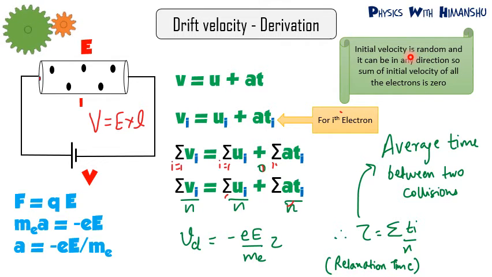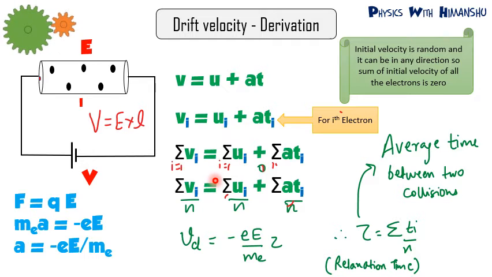Now remember, initial velocity is random. After colliding with an atom, an electron goes in any random direction. So the sum of initial velocities of all the electrons is zero, because if electrons are moving just randomly, then current is zero. It means the total number of electrons going from left to right is equal to the total number coming from right to left. So the sum of random velocities will be equal to zero since current is zero. So the summation of Ui can be taken to be zero.